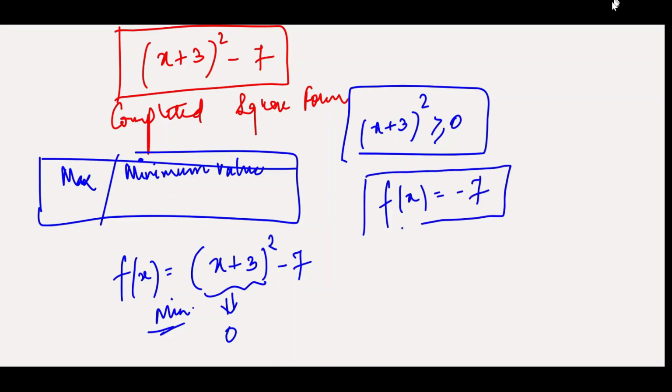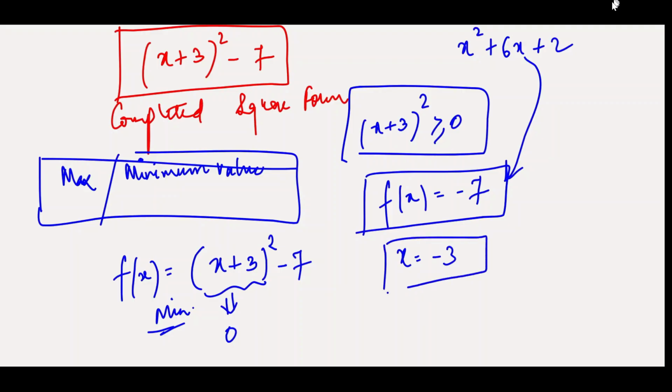So this is how, from the expression x squared plus 6x plus 2, we can find the minimum value of this function, which is negative 7. And this minimum value occurs at x equals negative 3. We can also find the maximum value of a quadratic function in a similar way. So that is the major application of the completing the square method. It is used for finding the minimum and the maximum value of any quadratic function.